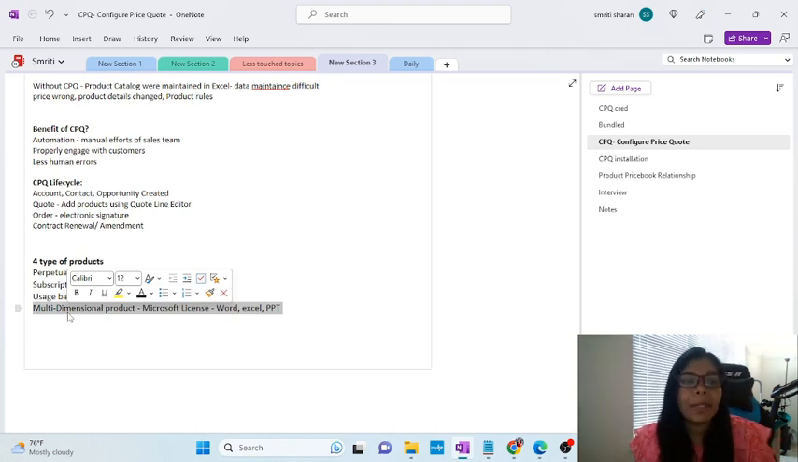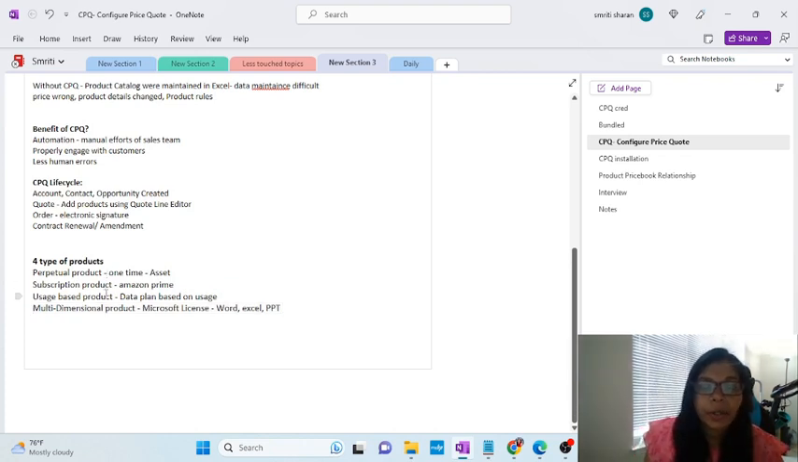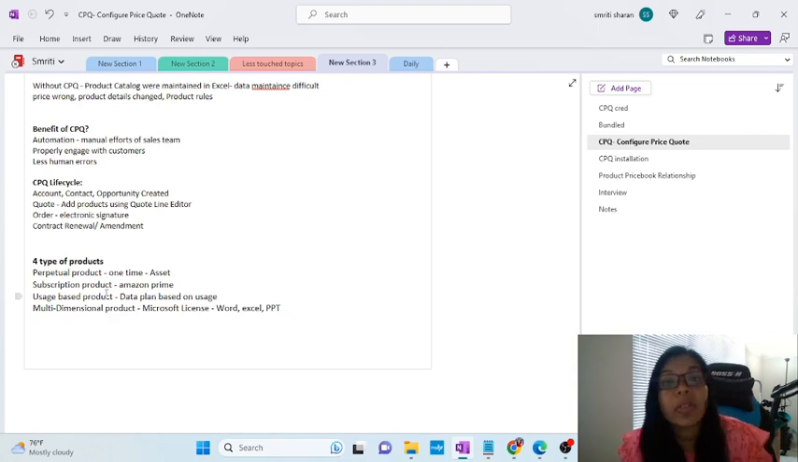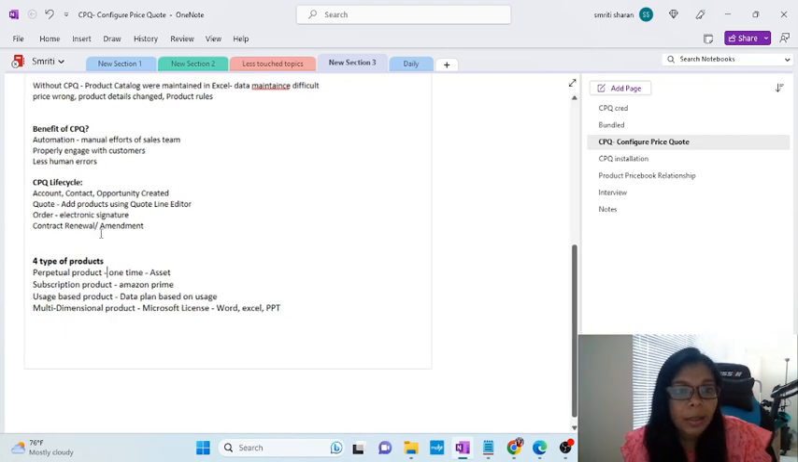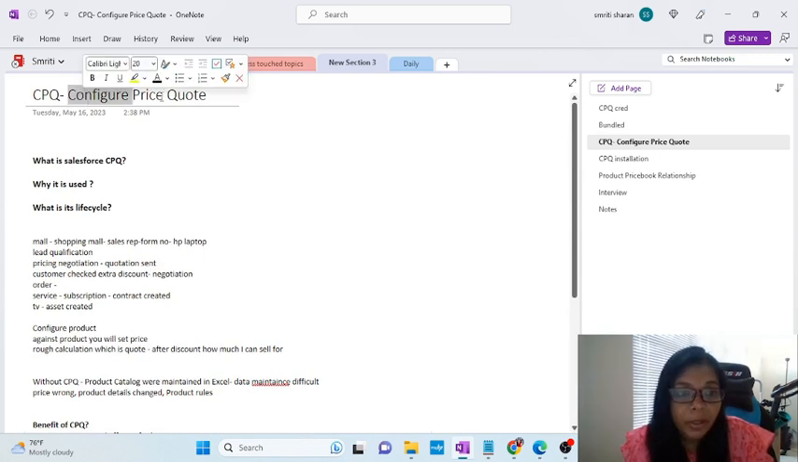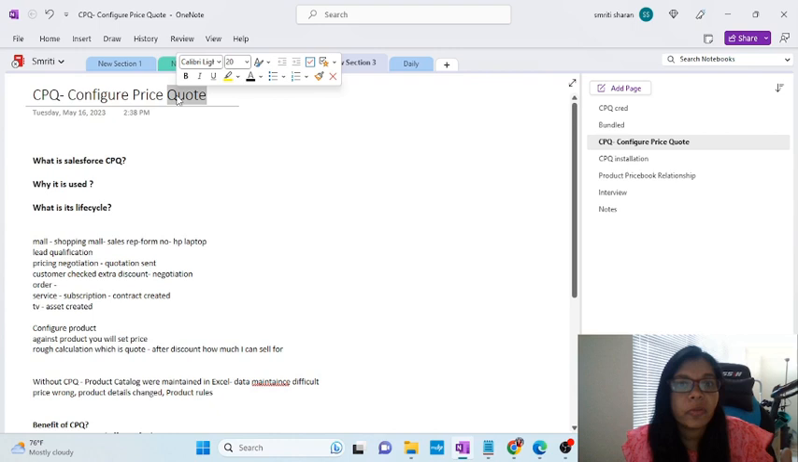So maintaining the types of products and then the prices of it and the discount of it, the negotiation of it, maintaining the quote, maintaining the order, all of this would have been very difficult if CPQ was not in place. So Configure Price Quote is configuring the product for a particular price and sending the quotation for it.